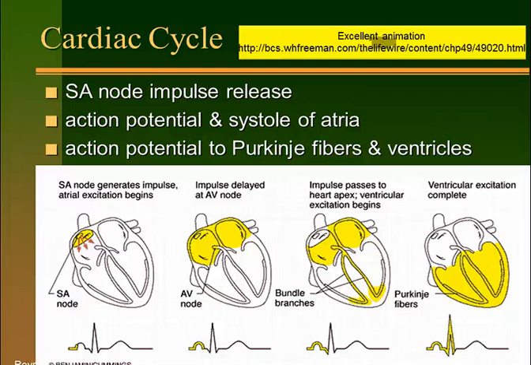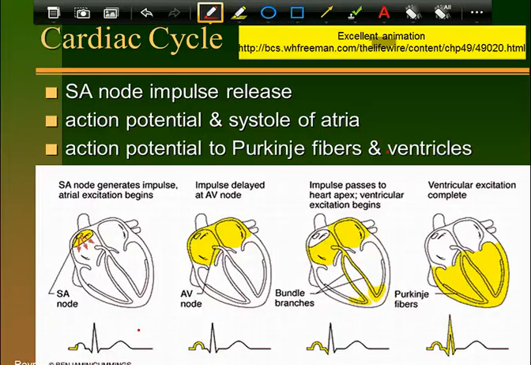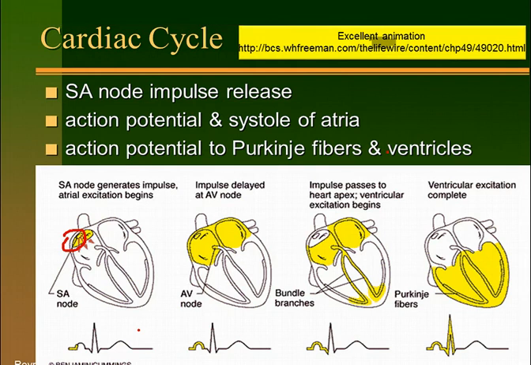Okay, so we start out over here. Let me get back to marker. Okay, here's your SA node. It generates an impulse. And that impulse now is going to spread into the atria. And the atria now are going to contract. Remember, that's the P wave of an EKG. Atria contract, that's called systole. Now, at the same time that's going on, this action potential is going down to the AV node. There's the AV node somewhere right in there.